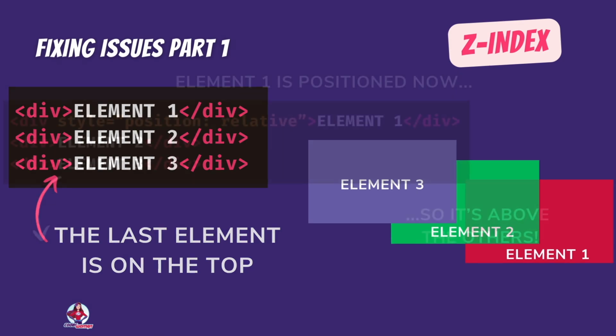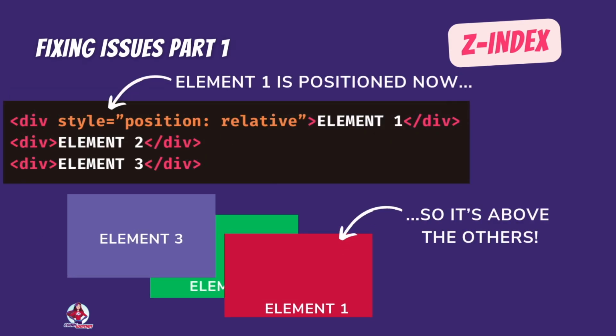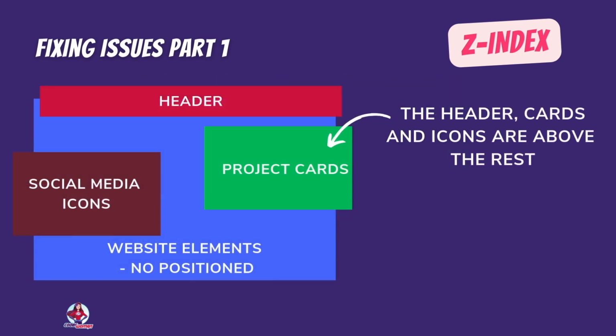Why is that? You must know that if any element is positioned, it means it has position property set to relative, absolute, or sticky. It creates its own new stacking context. In this situation, this element is out of the normal flow and appears above other elements. In our code, elements with their stacking context are the header, project cards, and social media icons. All of them jump above other elements.